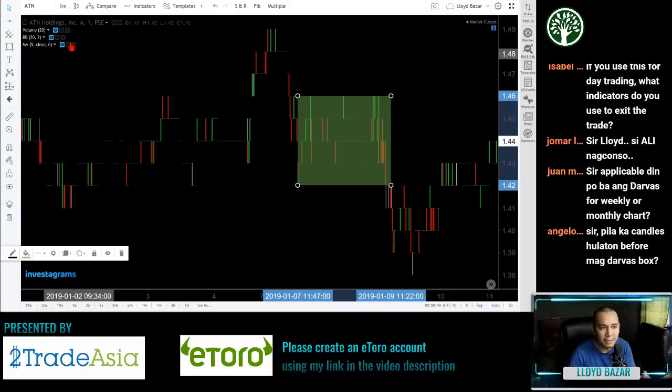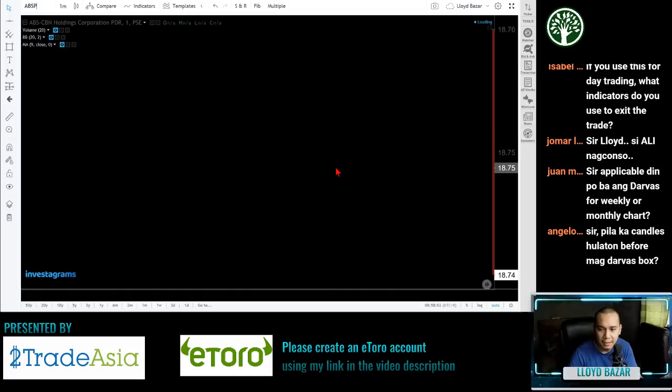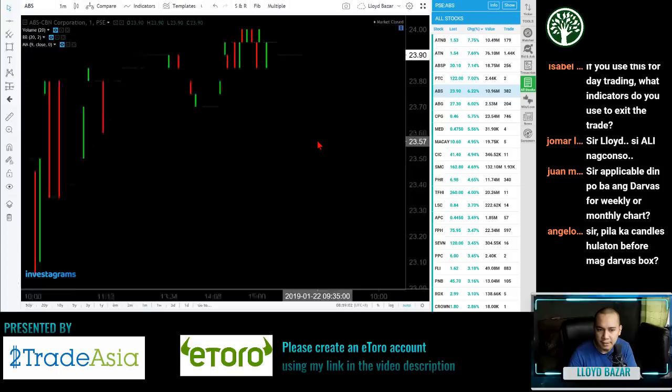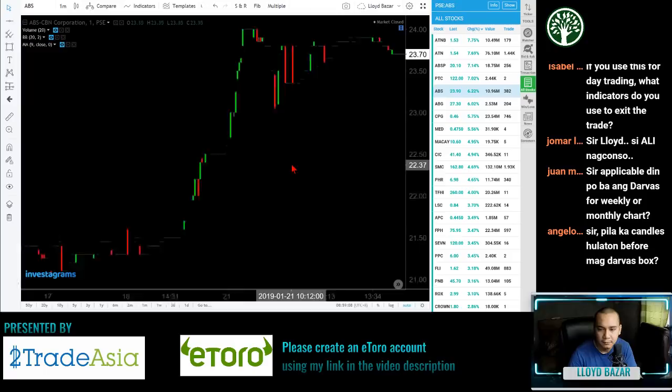Sino ba, ABS-P, one of the biggest winners last Friday. Hard to say, right? Hard to call this one. Let's look for a good stock na, ABS. Yeah, it's ABS. There it is. Very good. Hard to call this one out. Right. Walang consolidation gaano eh. There's consolidation here but they're both inside the box, so it's really hard to call.